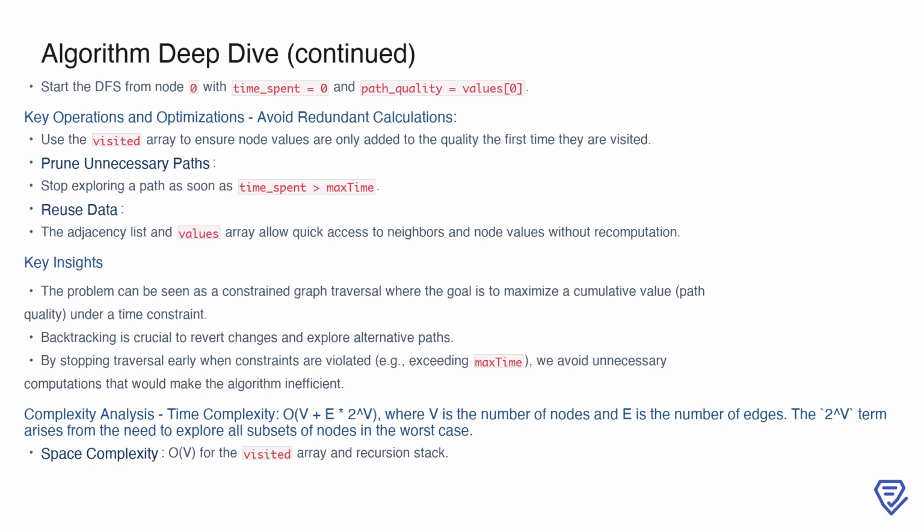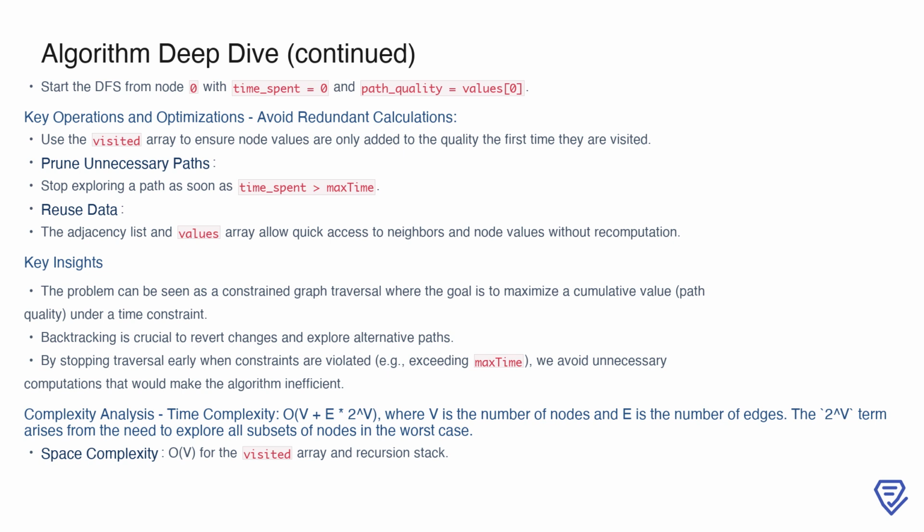To implement this approach, we initialize the visited array and a variable to track the maximum path quality found so far. The DFS begins at node 0, with the starting time and path quality set to the value of node 0. Key operations like tracking visits help avoid redundant calculations, ensuring node values are added to the quality only once per path. Additionally, we prune paths by stopping exploration as soon as the max time constraint is violated, which avoids unnecessary computations. By leveraging data structures like the adjacency list and the values array, we can access required information efficiently.